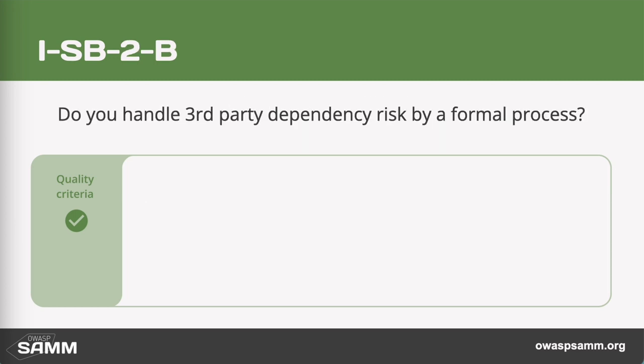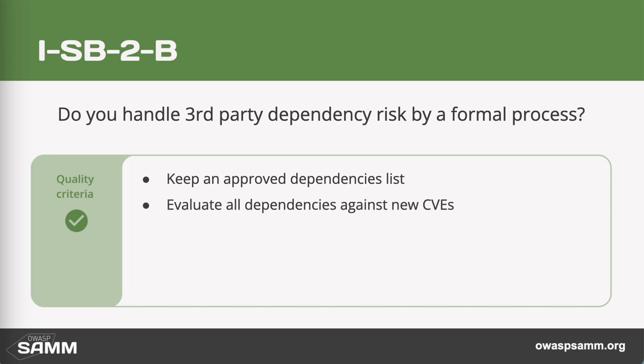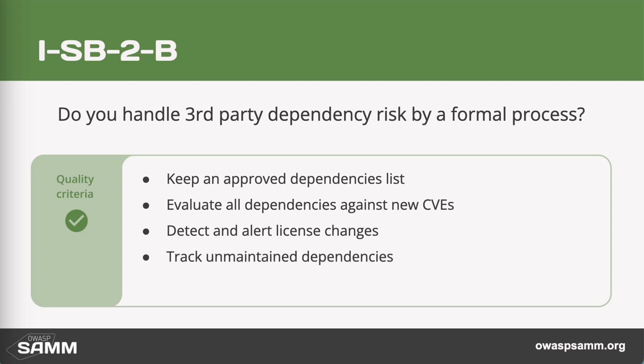When you get to level two, you need to have a more formal process around dependency management. The quality criteria include having an approved list of dependencies, a nice list of dependencies that you can use. You need to evaluate all dependencies against new vulnerabilities, and you need to also detect and alert on license changes. It is a good idea to also make sure that you track dependencies that are no longer maintained, so they might go stale and you might need to revisit them and change to a new component that is maintained. Note that modern software composition analysis tooling is really strong when it comes to many of these criteria.